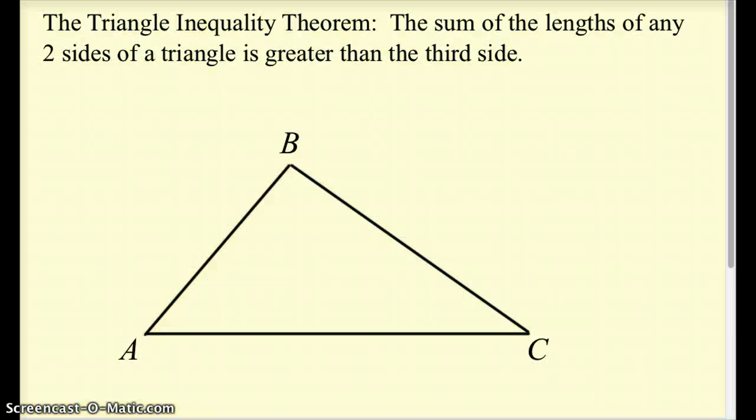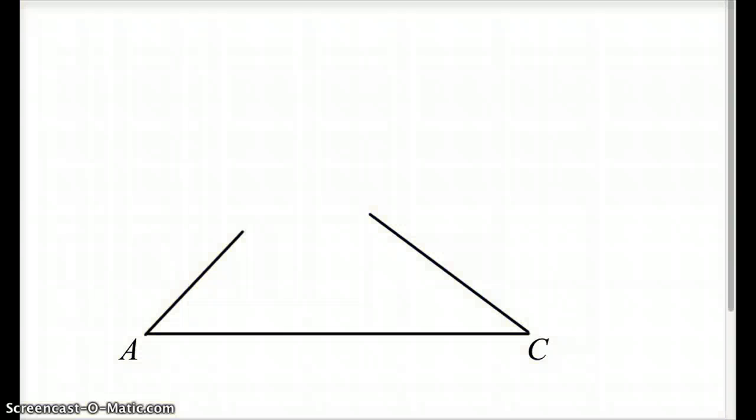We have another theorem in this section that's called the triangle inequality theorem. And what it says is the sum of the lengths of any two sides of a triangle is greater than the third side. Consider, if you will, this particular triangle right here. It's not a full triangle, but this will give you an idea of why it has to work.